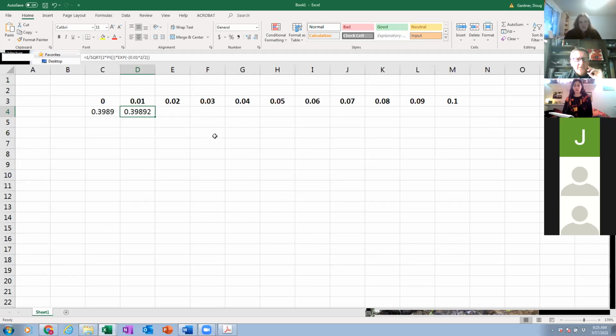Can you guys see that? Is it too small? No, we see it. You should probably reference D3 for 0.01. That way you can just drag it over. Nice. That's my next move.